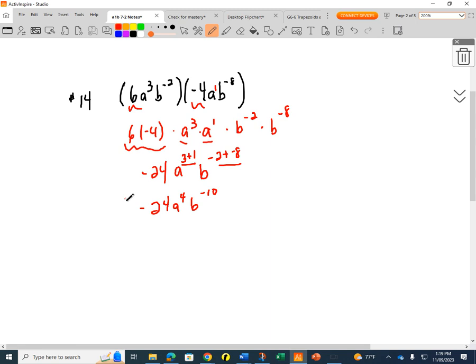So can that be my final answer? Why not? We would simplify if we could, but these are, that's a b, not a 6, because my handwriting is bad. But we can't leave the negative here. What did we learn yesterday about negatives? We're going to push that to the bottom, right? Anything with a positive exponent stays where it is. Anything with a negative exponent gets pushed to the bottom. So we're going to need a fraction here. Negative 24 is going to stay on the top. A to the fourth is going to stay on the top, but this b to the negative 10th has to get pushed to the bottom and made positive.